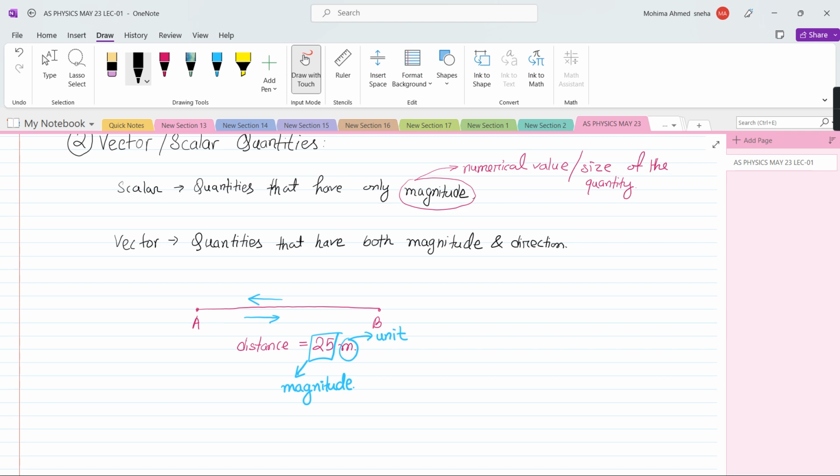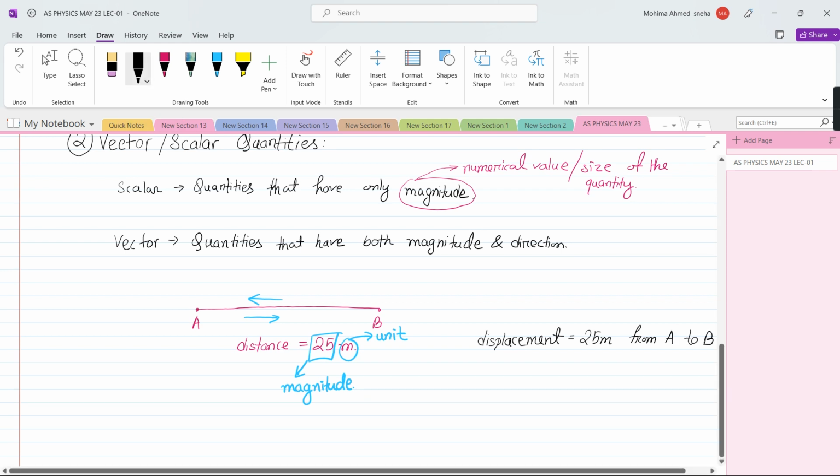Distance is a scalar quantity where direction doesn't really matter much, but for displacement, direction is a very important matter. If you focus on this example again, the distance from A to B is 25, but if we are to write displacement, we have to ensure that we state from which point to which point we are traveling. For displacement, we have to write our answer as 25 meter from A to B.